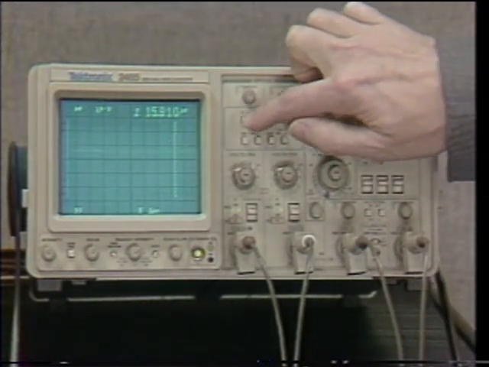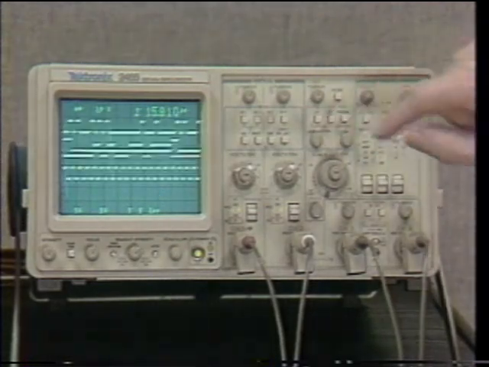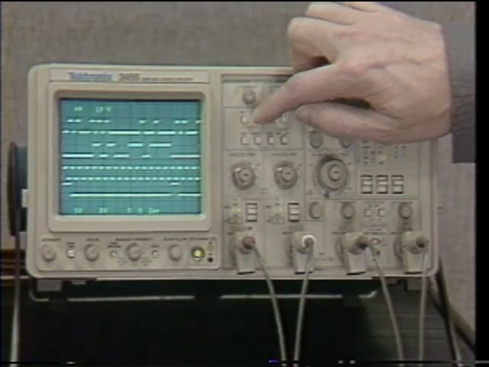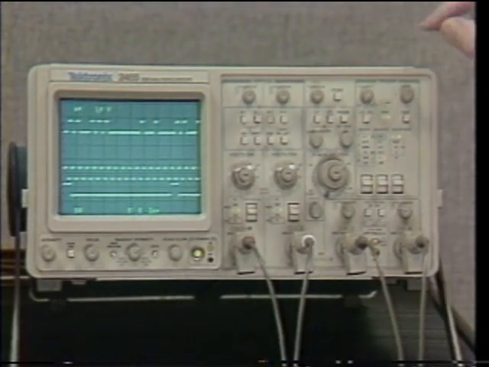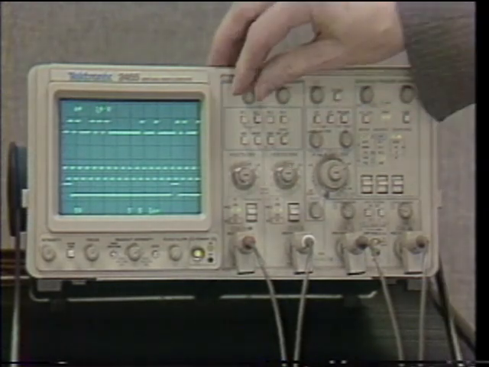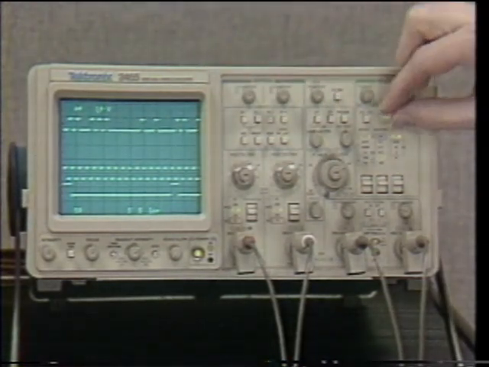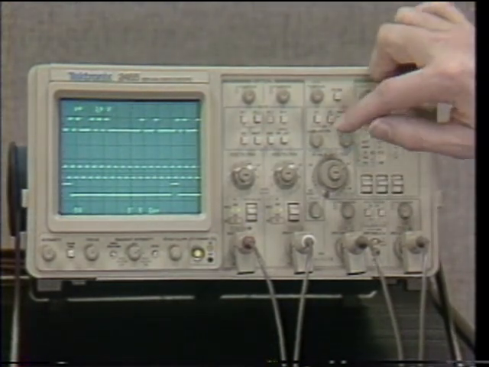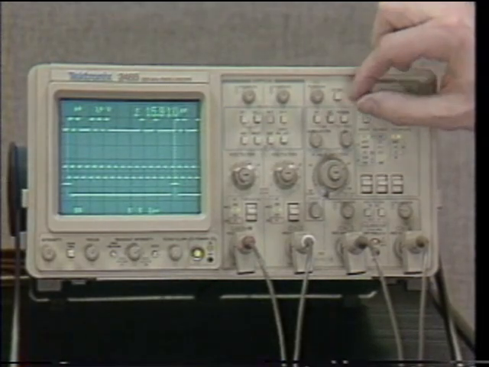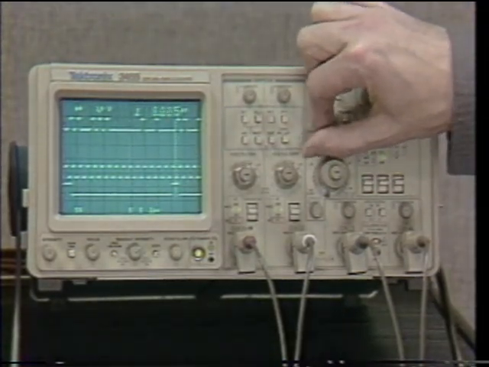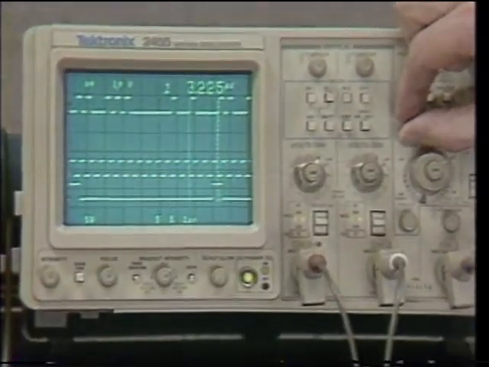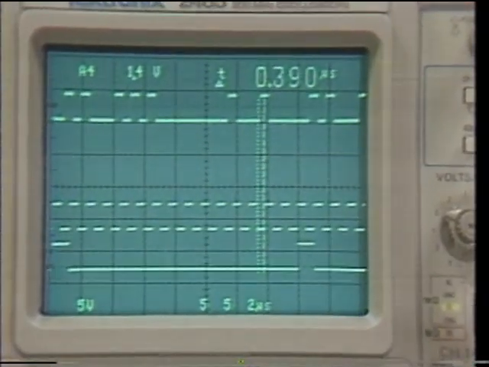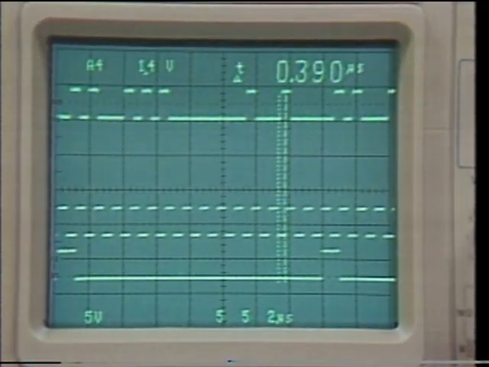Let's return to our original display. And let's examine the setup time between the data, which is on channel 1, and the clock, which is on channel 3. And let's select for measurement this final pulse here. As you can see, that's a very small interval, not very easy to measure with the cursors.